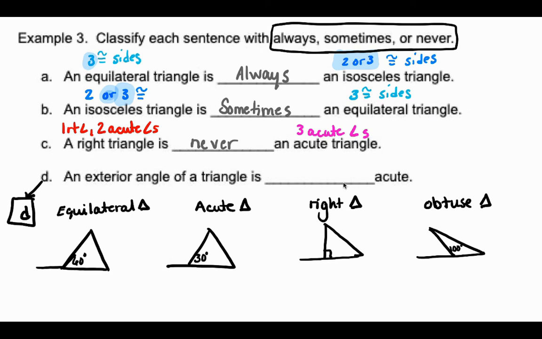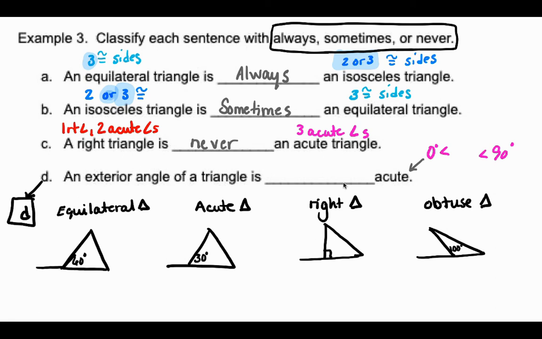Our third one wants to know how often the exterior angle of a triangle is acute. So let's remember that acute means that it is going to be between 0 degrees and 90 degrees. So there are 4 possible situations. We could have an equilateral, an acute, a right, or an obtuse triangle.